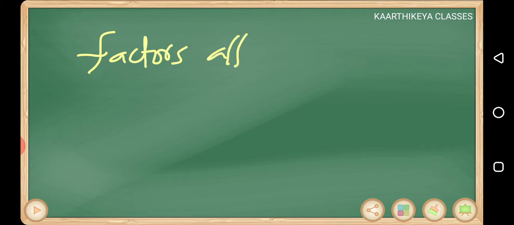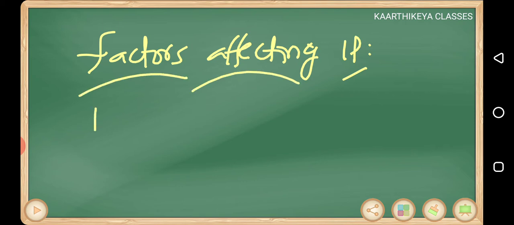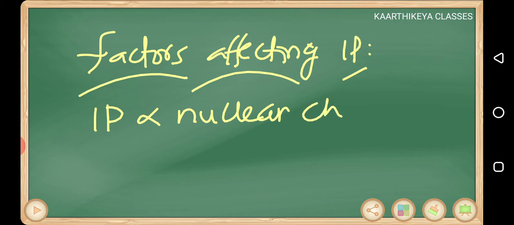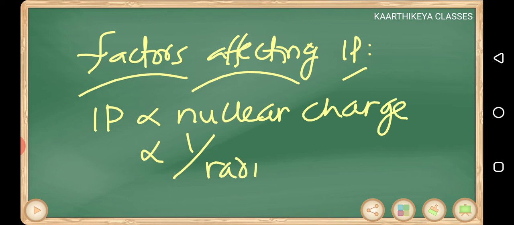Now, another important point: factors affecting ionization potential. After this, we'll go for trends. We'll discuss a few questions also about this. What are the factors generally affecting ionization potential? Simple, first line: ionization potential is directly proportional to nuclear charge and inversely proportional to atomic radius.